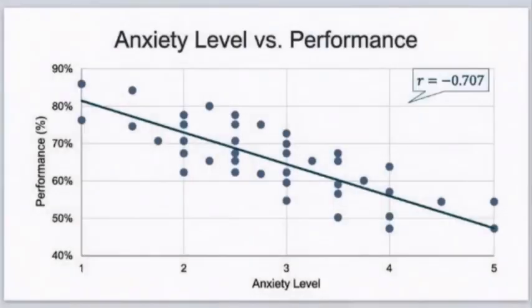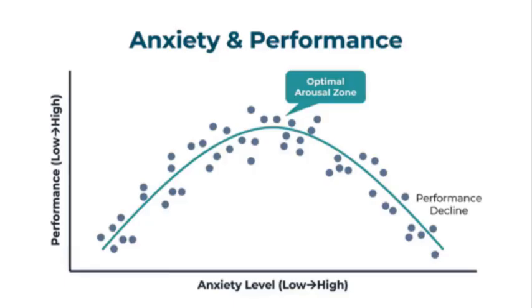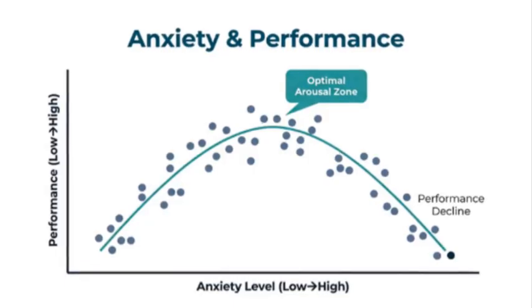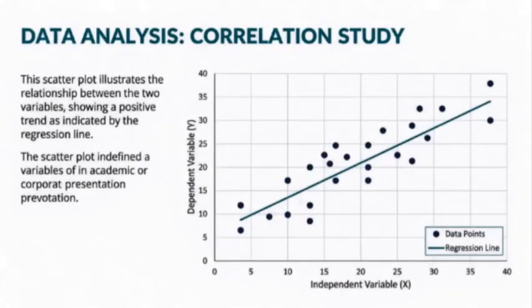Mean performance falls from 89.0% at anxiety level 1 to 58.1% at anxiety level 5. The correlation is minus 0.707, which indicates a strong negative association. That should change how we think about support. Data anxiety is not just a soft emotional issue, it becomes an operational performance issue.